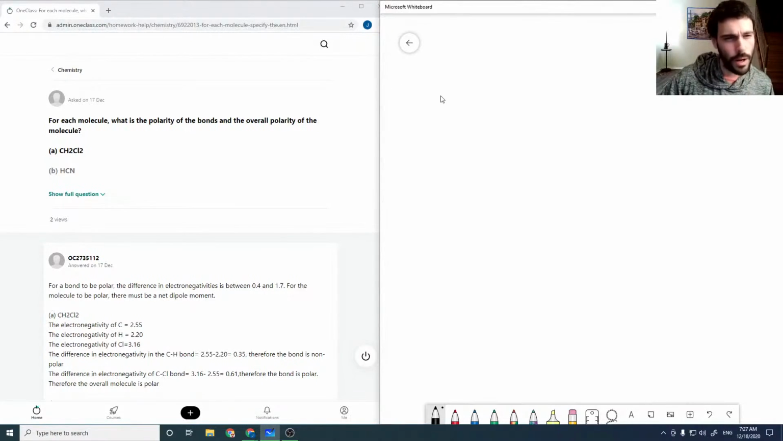Okay, so for each molecule, what is the polarity of the bonds and the overall polarity of the molecule? So we can't see all the molecules there, but I'll go through them. I'll draw them as I go through them. So our first one is CH2Cl2.